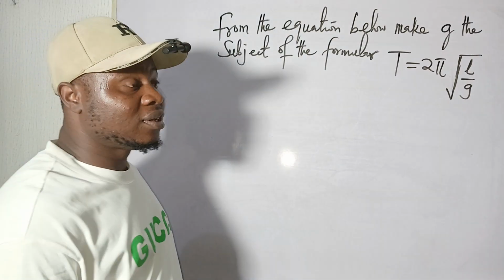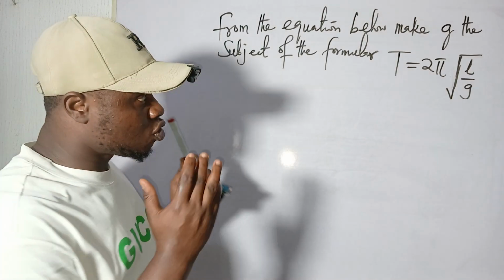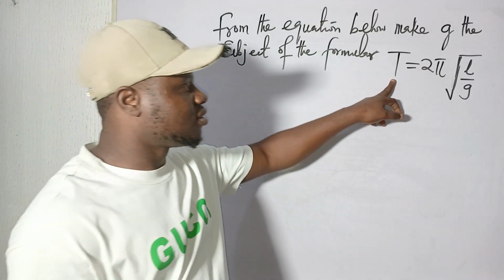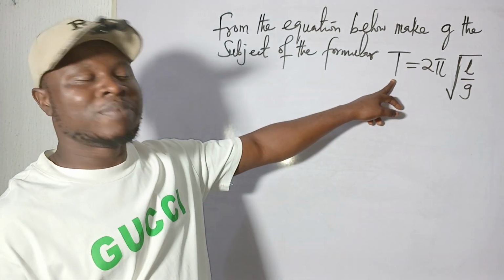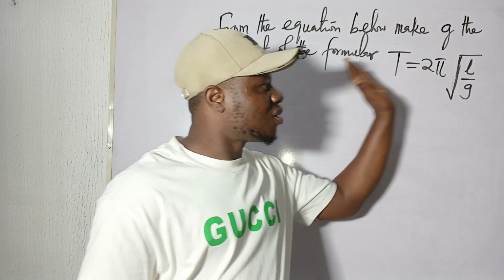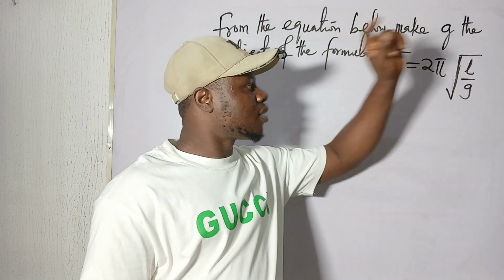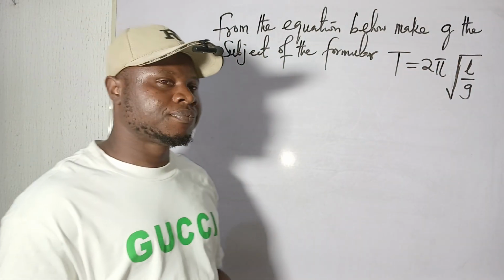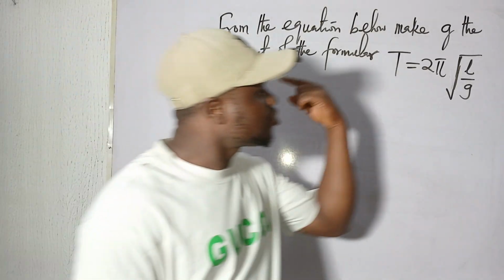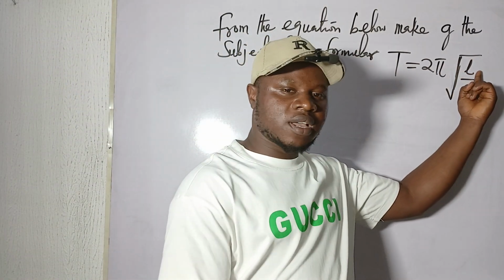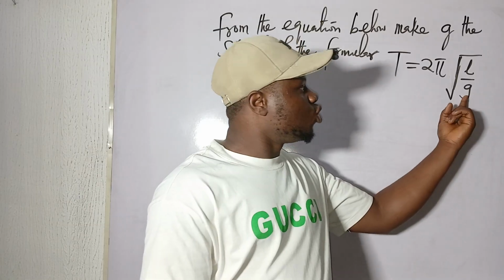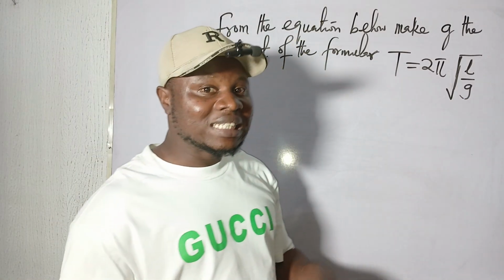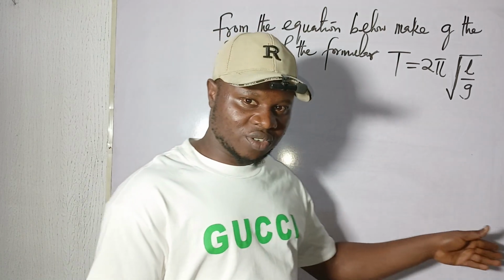a particular value in terms of the other values. You are trying to express a value in terms of the other values. You can see this is T, and we are trying to express T in terms of the other values, L and G. That is what we mean by the subject of the formula. Once you know the value of L and the value of G, you can use it and get the value of T, meaning that T is the target of this equation.